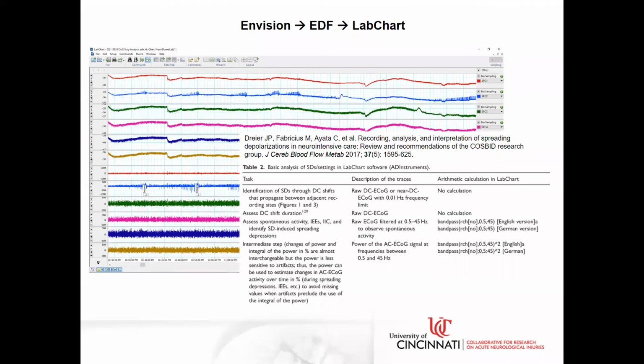And so a lot of the recommendations, particularly in the publication from 2017, shown here, give particular suggestions for how to program the analysis of spreading depolarizations using LabChart language.